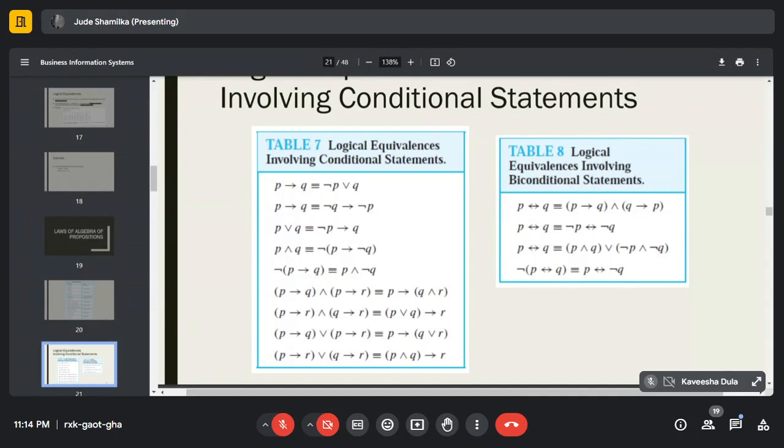Hello. Yeah, we are here. So what is the answer for that? What do we call that? That P implies Q turns into not Q implies not P. That should be contrapositive, right?